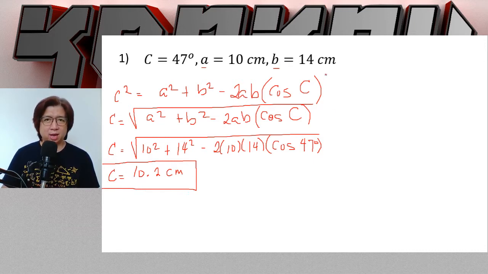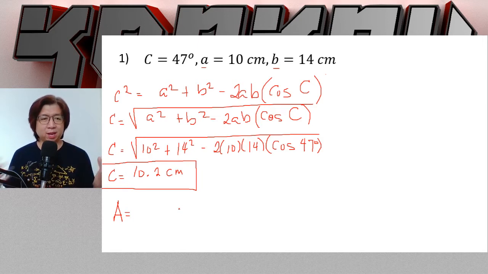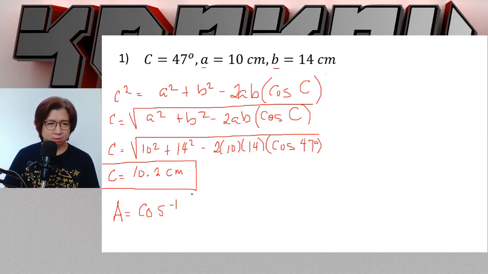Now for angle A, we can observe that we can use the law of sines to find angle A, but for this video I want to use only the law of cosines. Again, you can use the law of sines after finding the value of side c, but for this video I want to use the law of cosines only. So for angle A, we have shift cosine of side b squared plus side c squared minus the opposite side of angle A, which is side a squared, over 2bc.